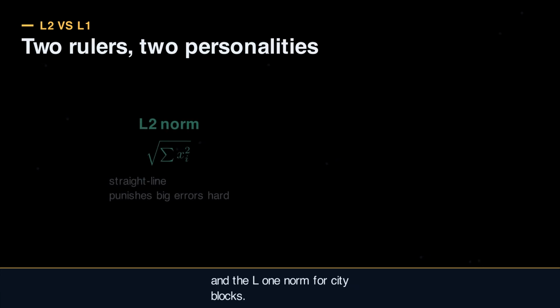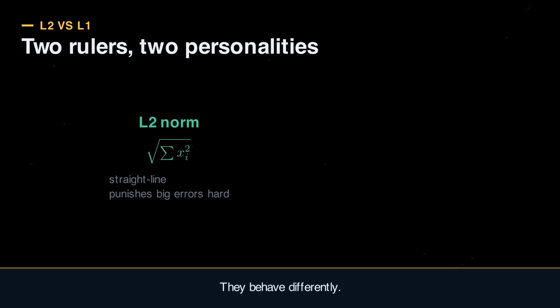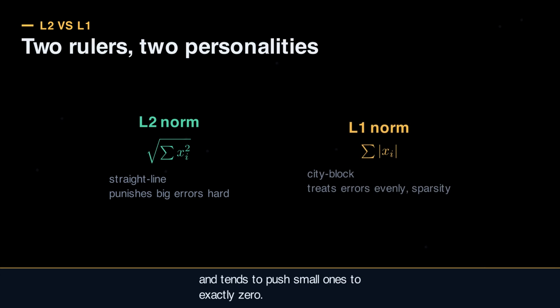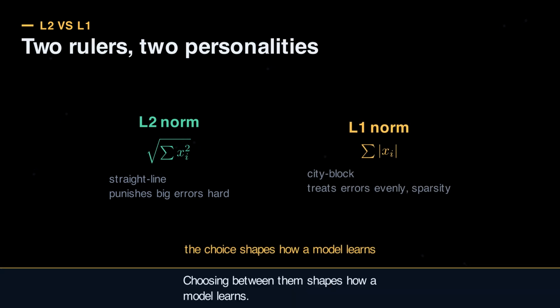These have names, the L2 norm for straight line and the L1 norm for city blocks. They behave differently. The L2 norm punishes big errors harder because it squares them. The L1 norm treats all errors evenly and tends to push small ones to exactly 0. Choosing between them shapes how a model learns.